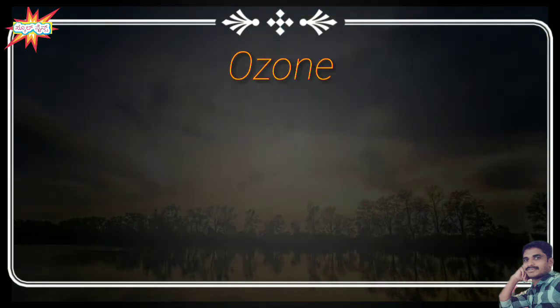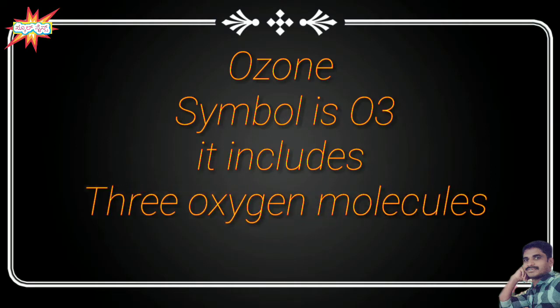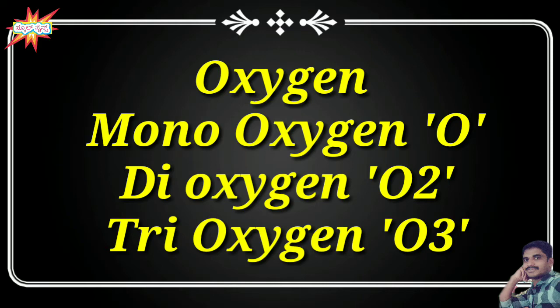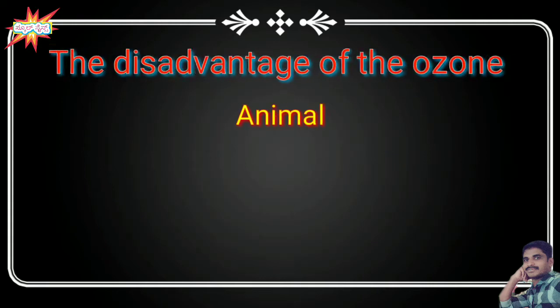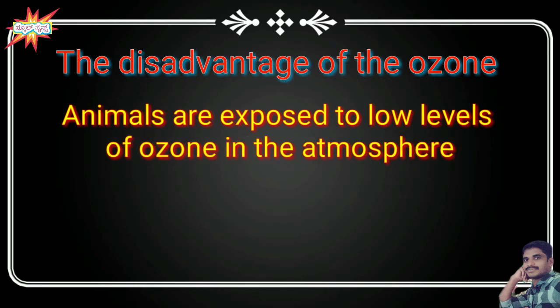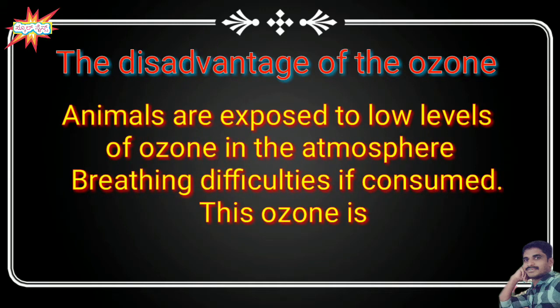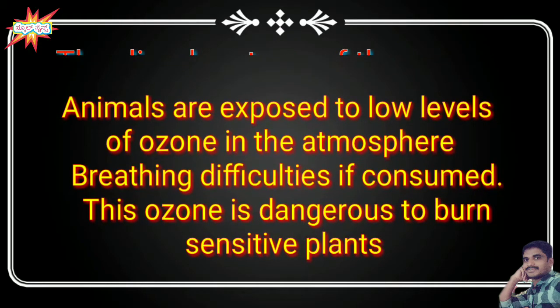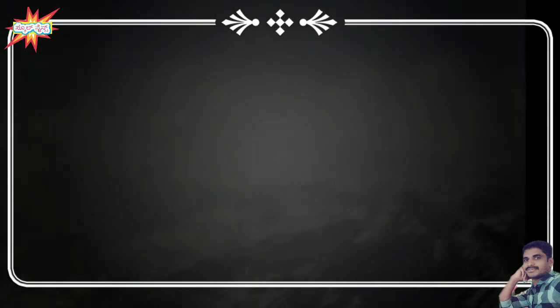Ozone's symbol is O3, or trioxygen, made up of three oxygen atoms. In the presence of the ultraviolet rays of the sun, the oxygen O2 molecule with its own atom O forms ozone O3. Inferior in the atmosphere, ozone has the most serious effect on breathing if animals consume it. This ozone is dangerous enough to burn sensitive plants. If it is a side effect of ozone, it can be very useful for biomass.